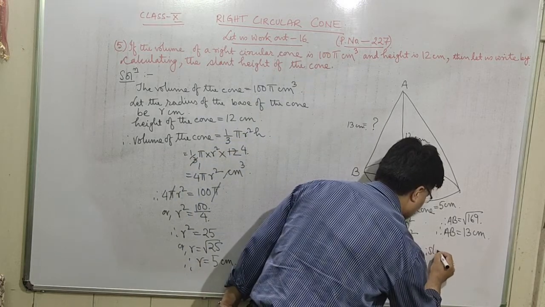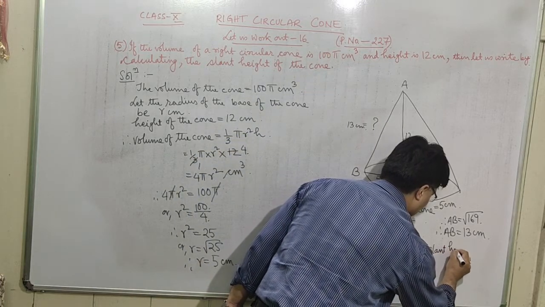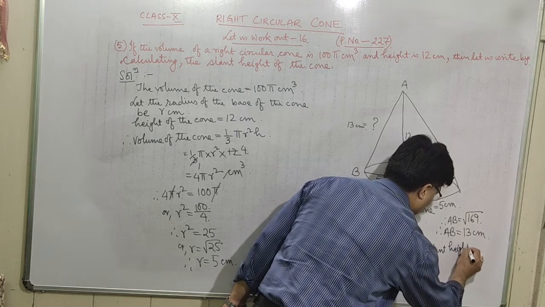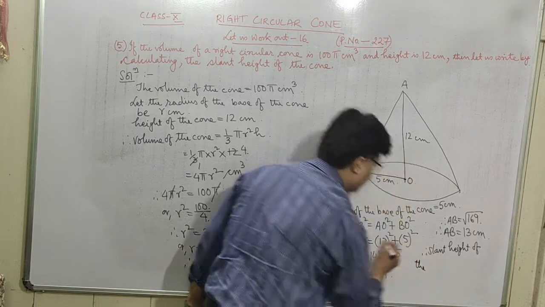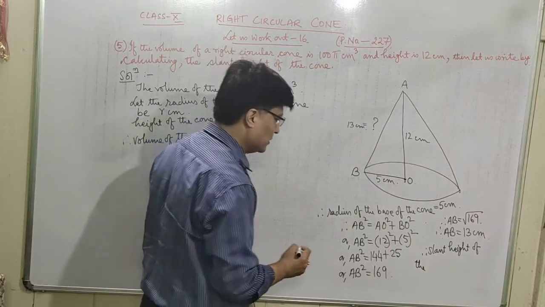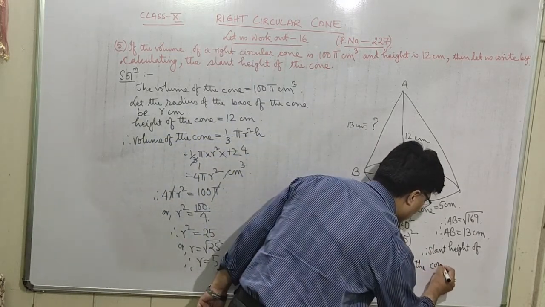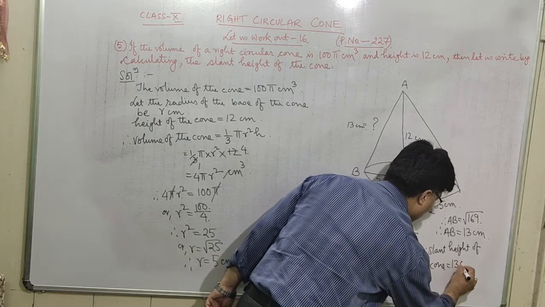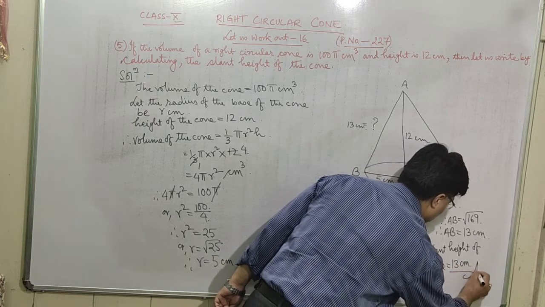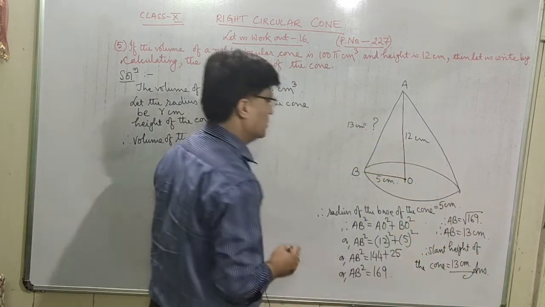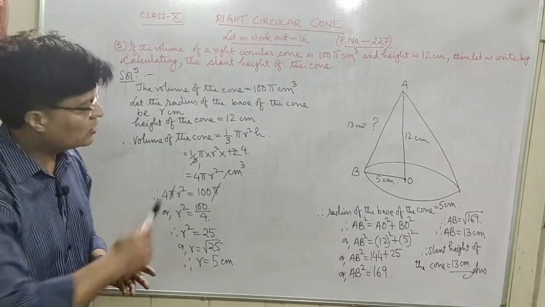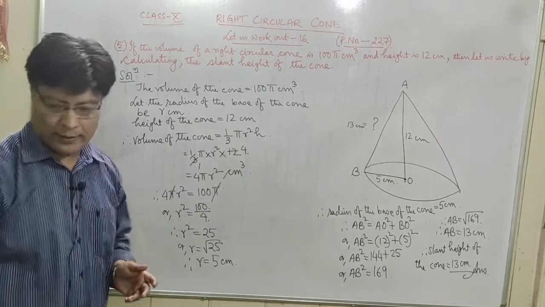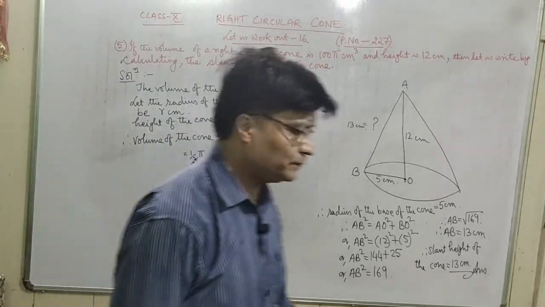Therefore, slant height of the cone, you can write down the answer. Slant height of the cone is equal to 13 centimeter. So this is the final answer. So I think you have understood it. So you can copy it. So now we'll do the next question.